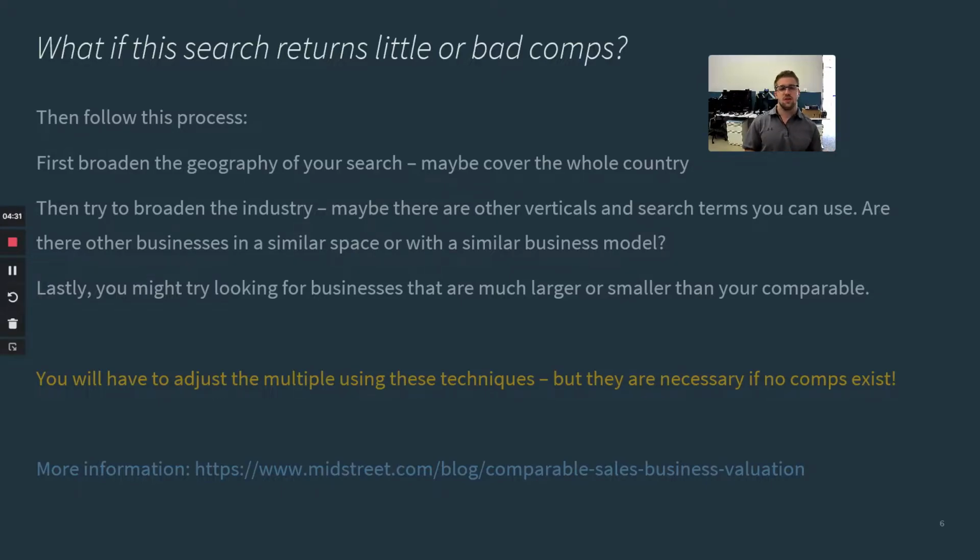And so that's what that note there in the yellow is. If you use any of these techniques to broaden the search, you're going to have to adjust the multiples a little bit to account for that. And this is usually necessary. So if you want more information on this part of the process and expanding your search, we're going to talk about it when we hop in Peer Comps in a minute. But there's also a great blog on the MidStreet website. If you just search MidStreet comparable sales blog in Google, it should pop up.